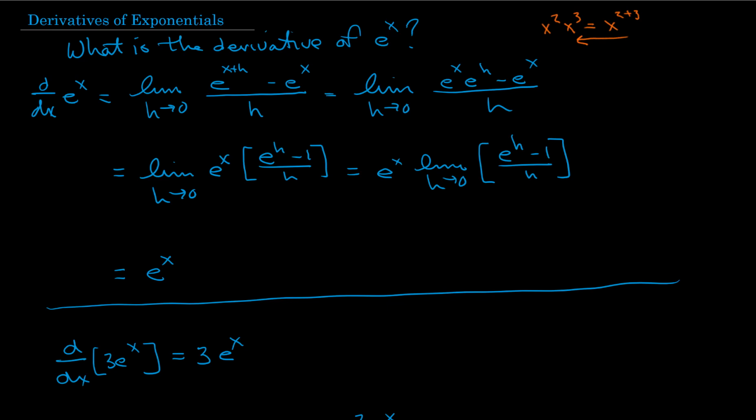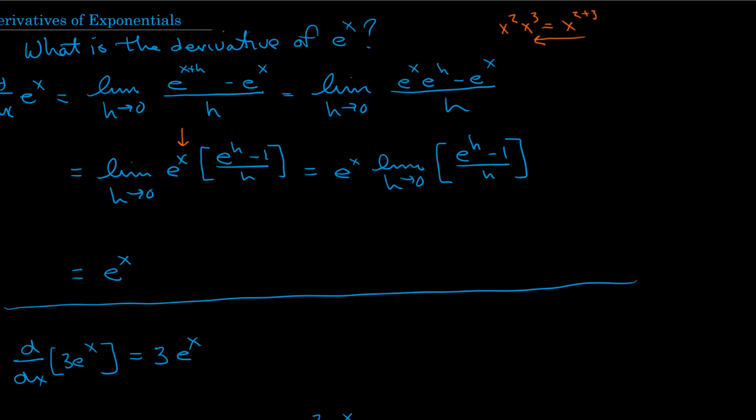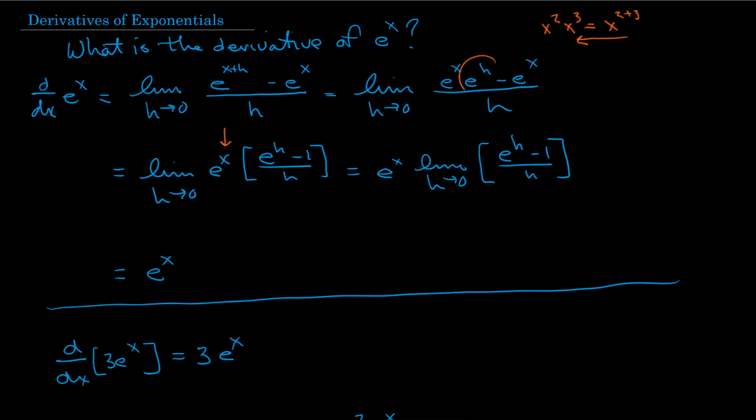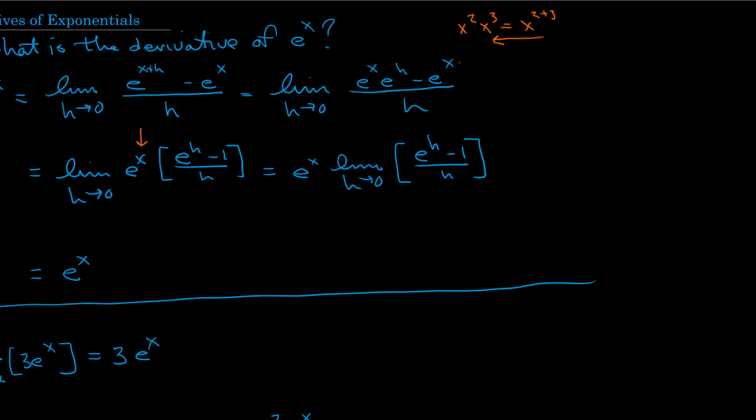over h. Notice in the numerator, both terms have a factor of e to the x. We can factor that out, which will give us e to the x times. When we factor out the e to the x in the numerator, we're going to have e to the h right there. And when we factor an e to the x out of this, the only thing that's going to be left is a 1. So this is where this term comes from. So we have these two terms now.